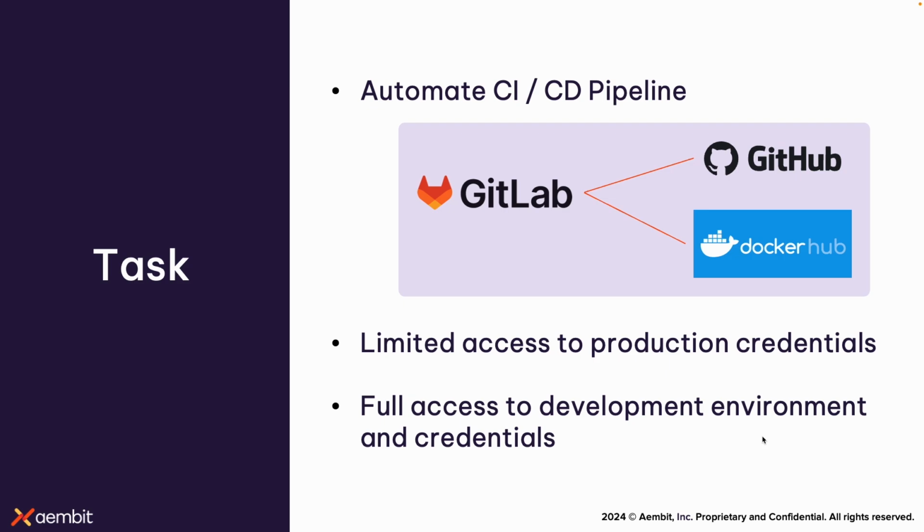I have limited access to production credentials. In this case, I have really no access to the production credentials. So I'm going to have to get those credentials from somewhere. We'll see how that's done. I do have full access to the development environment and credentials there, so I can ensure that my automation works properly before switching over from a development and test environment to the production environment.